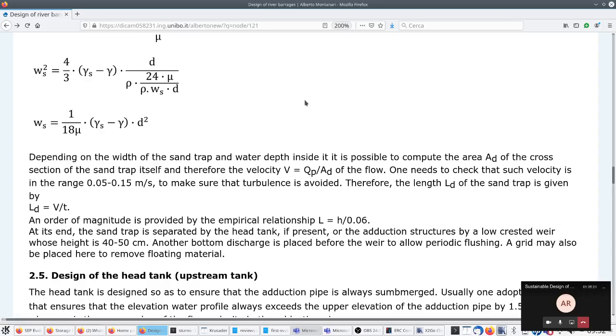So you see that for increasing viscosity, you have a decrease of the velocity of sedimentation. Velocity of sedimentation increases for increasing specific weight of the sediment, and this is of course expected, and velocity also increases for increasing diameter. This is expected as well.